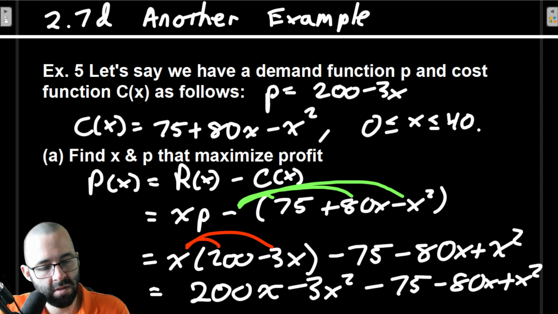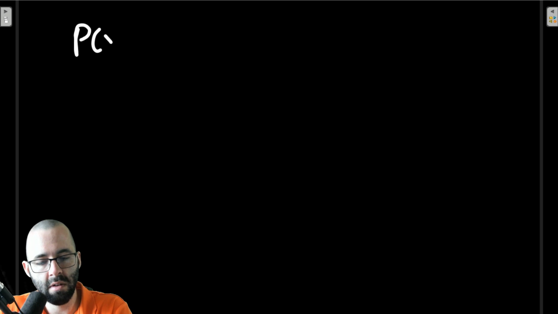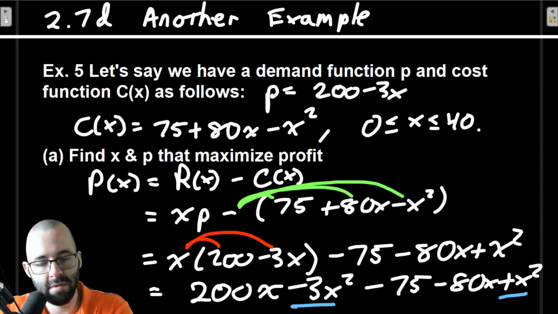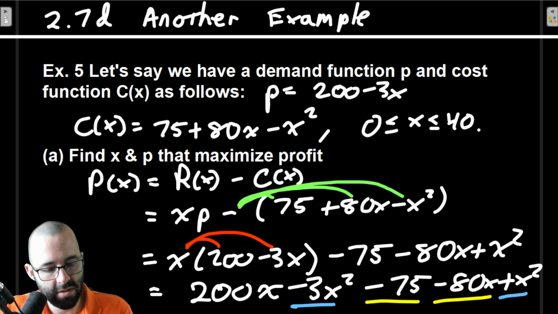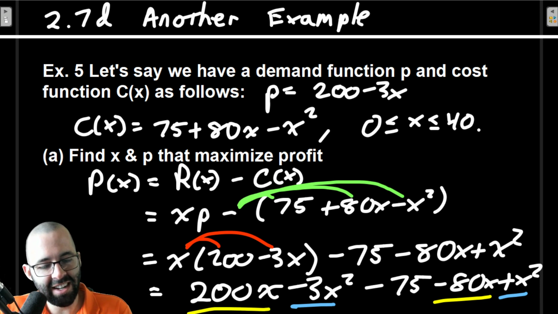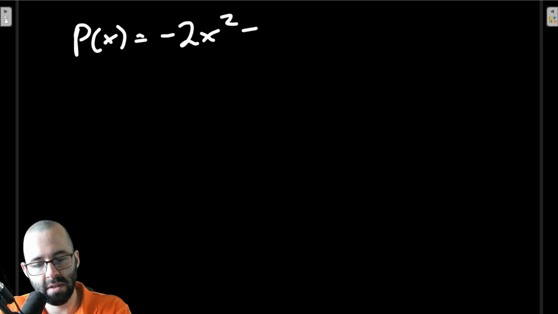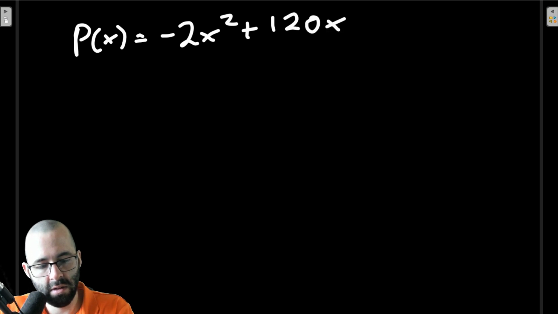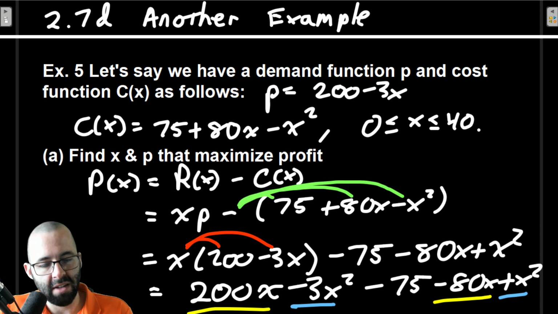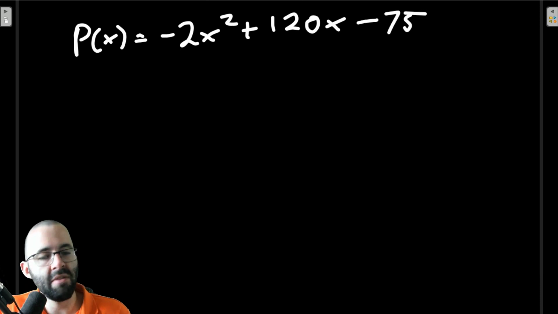200x minus 3x squared minus 75 minus 80x plus x squared. We'll combine like terms. Minus 3x squared plus x squared, that's going to be a negative 2x squared. Right? And we also have minus 80x and a 200x. That's going to be 120x. All right. And the last term is going to be the minus 75. So this is our profit function.